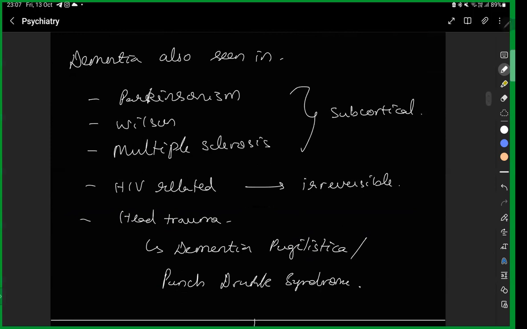Dementia is also seen in Parkinson's, Wilson's, and multiple sclerosis. All these are subcortical. HIV-related is an irreversible change. Trauma can also cause dementia, for example a boxer's punch. That is dementia pugilistica, or punch drunk syndrome.